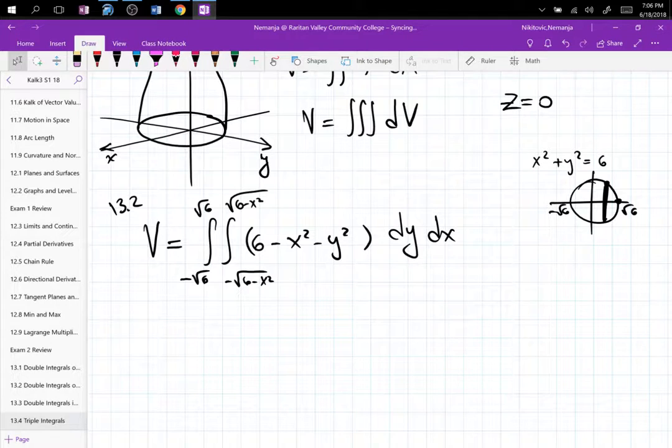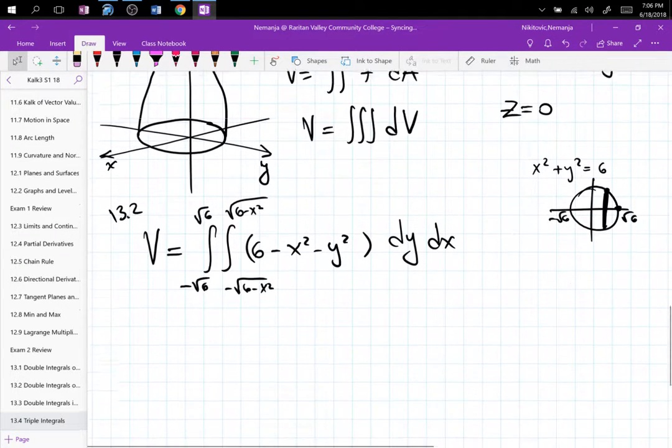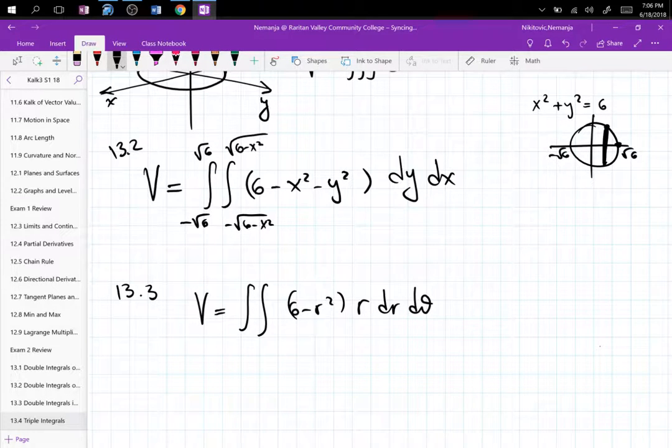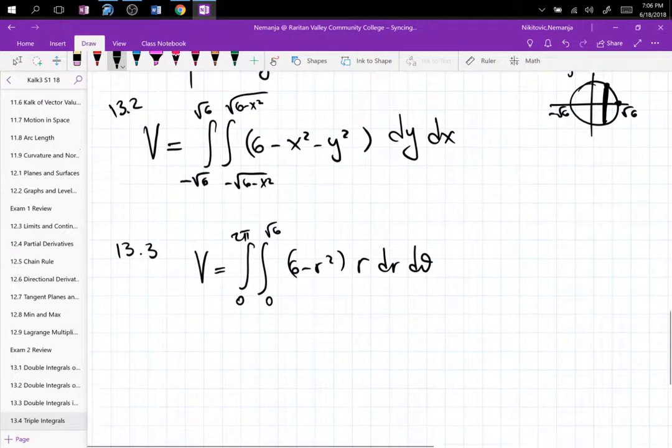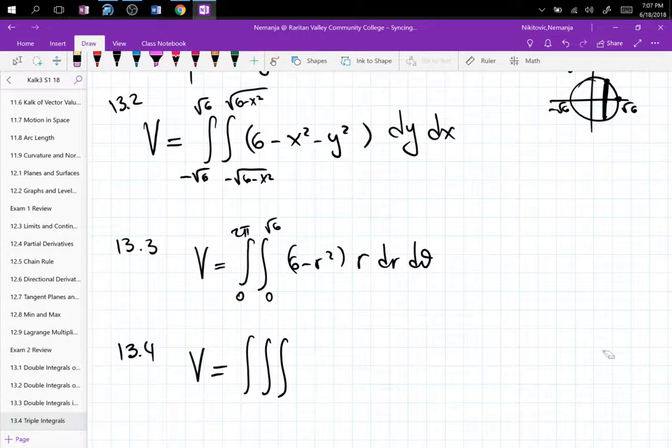So this is the way to set up the integral for this shape to calculate volume using 13.2. 13.3, polar coordinates, does a much better job. It is 6 minus r squared times r dr d theta, and then your radius is 0 to root 6, and theta is 0 to 2 pi. And now finally, to set up the 13.4 triple integral to calculate the same thing, we actually have the same limits, and this is what I want to emphasize.